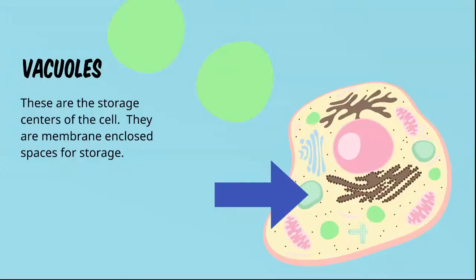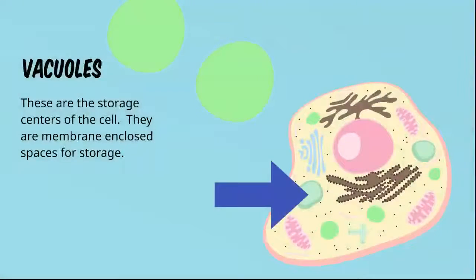Next, we have vacuoles. Vacuoles are the storage centers of a cell. They are membrane-enclosed spaces for storage. And just remember, a membrane is a thin layer that surrounds and encloses it. So vacuoles have their own tiny little membrane. Remember, membranes are semi-permeable, so they're letting some things in and some things out, expelling things and taking things in for the cell.